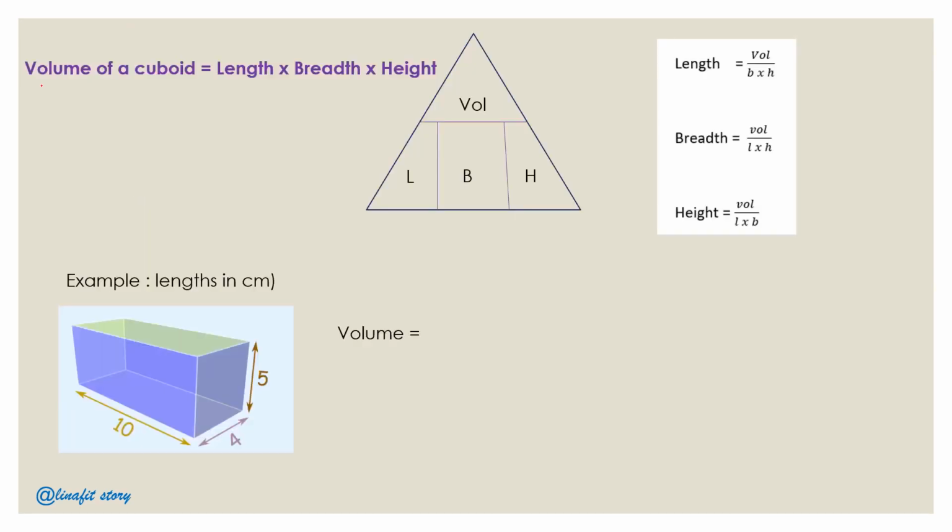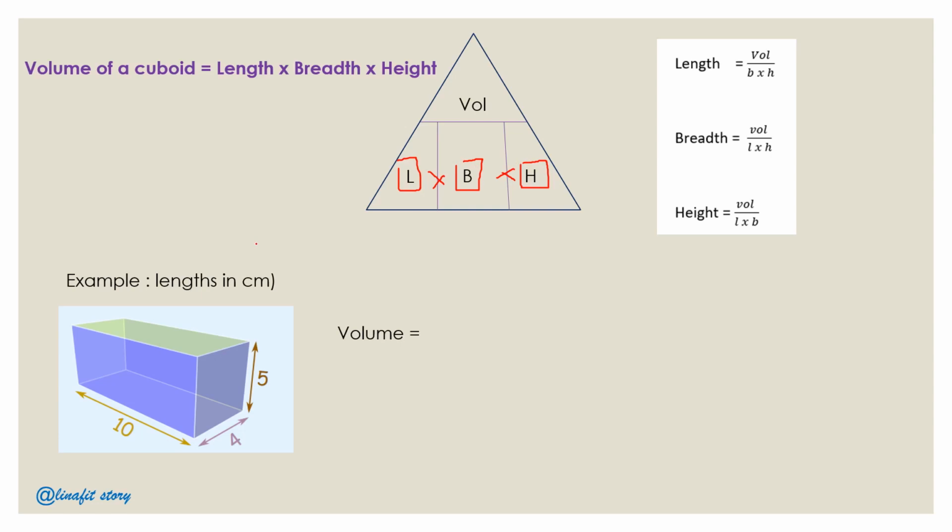Now we move on to the volume of a cuboid. Volume of a cuboid is equal to the product of length, breadth, and height. How to get the length? It is volume divided by breadth times height. How to get the breadth? It is volume divided by length times height. And how to get the height? It is volume divided by length times breadth.